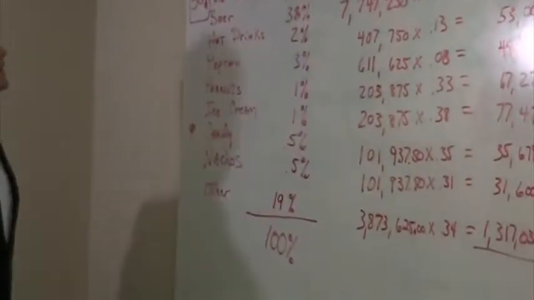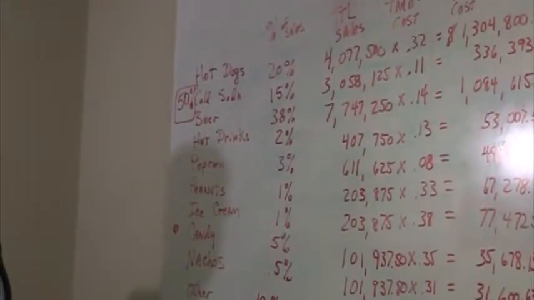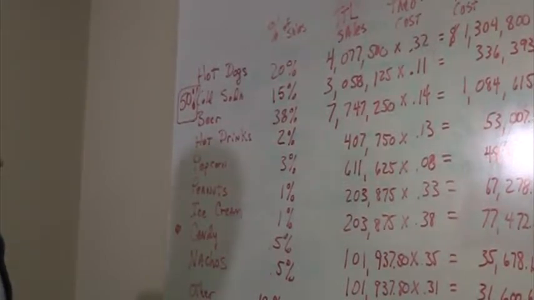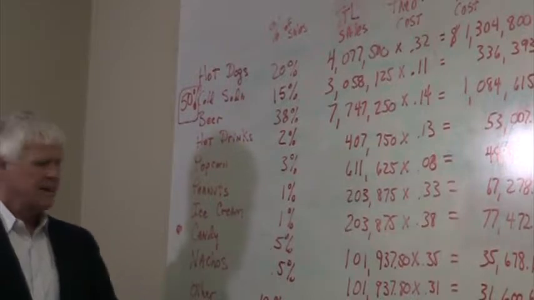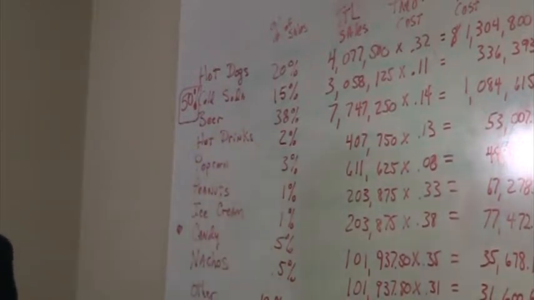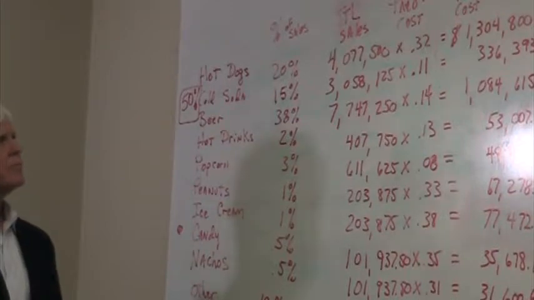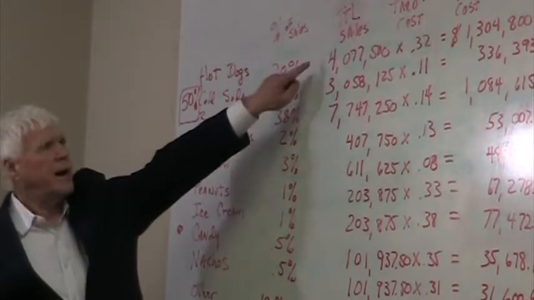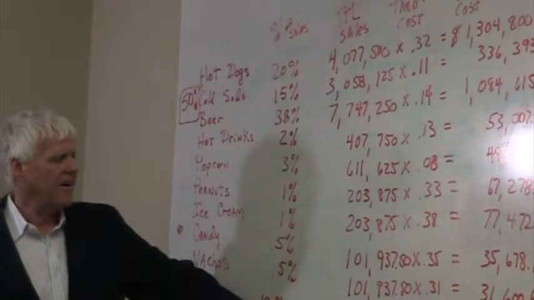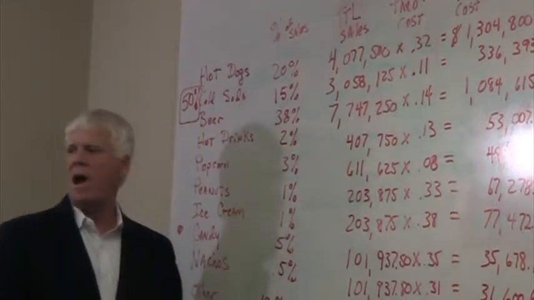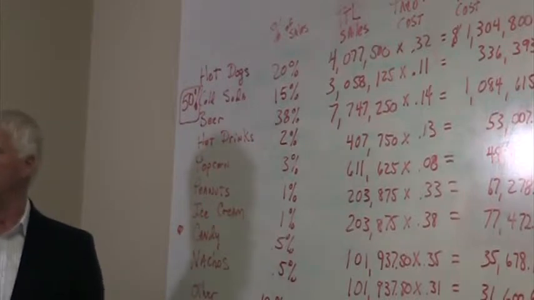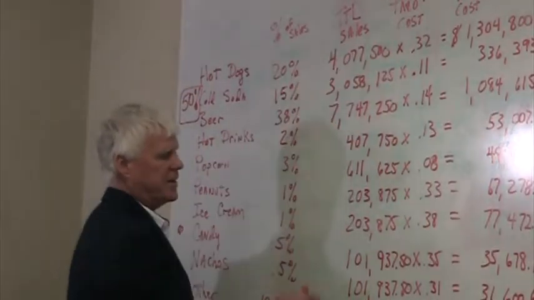So 20 plus 15 is 35, plus 40 is 75, plus 5 is 80. 80 plus 1 is 81, plus 19, that's 100%. So we did that correct. We want to add up all these numbers right here. And what should this total? If we've done our math correct, what should it total? 20. That's right. Add it all up. This is checks and balances.